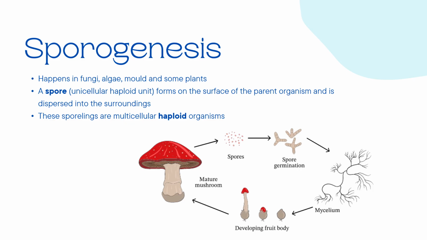Next, we have sporogenesis. This is how fungi, some algae, mold and some plants can reproduce asexually. A spore, a unicellular haploid unit, so it only contains one set of chromosomes, forms on the surface of the parent organism, like this mushroom here, or fungi. Those spores are then dispersed into the surroundings. They start to grow, and they form their own organisms that are also haploid, but they are multicellular.